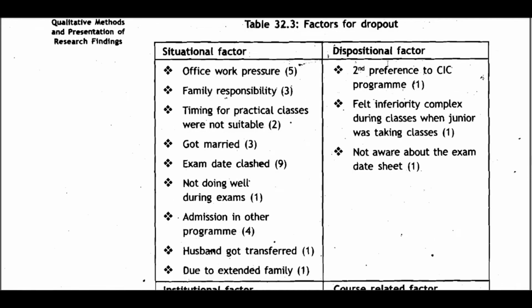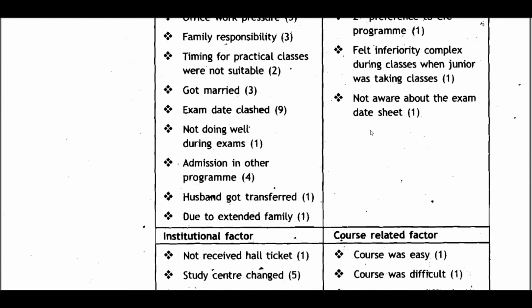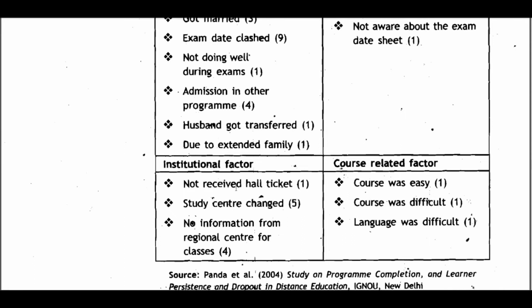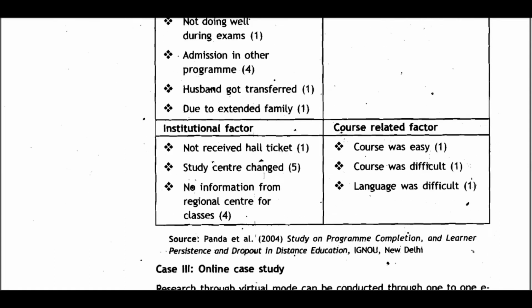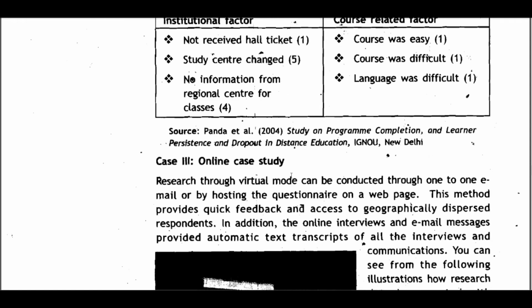This is the dispositional factor. Second is the institutional factors: felt inferiority complex during classes when junior was taking classes, not aware about the exam date and sheet, not received hall ticket, study center change, no information on regional center for classes. Course related factors: course was easy, course was difficult, language was difficult, like that. So this is Pandit et al., study of program compilation and linear resistance and dropout in distance education in New Delhi.